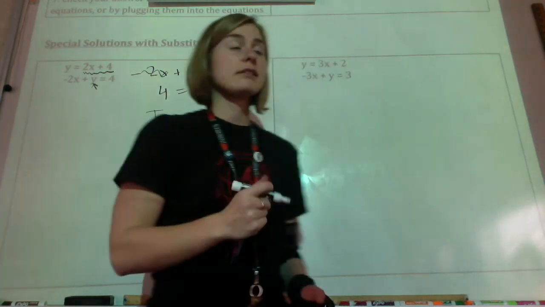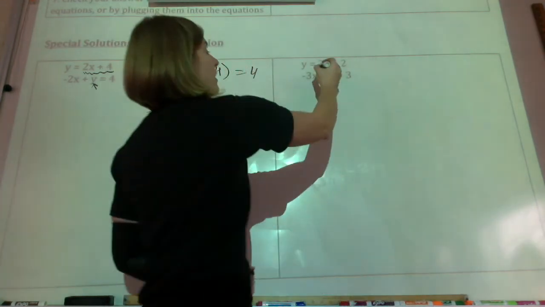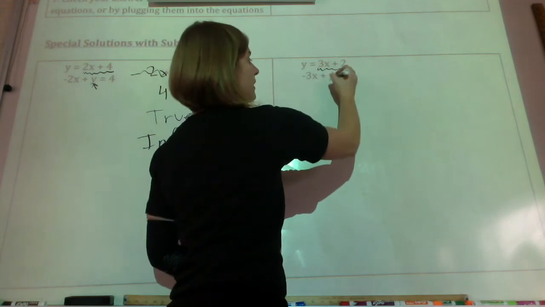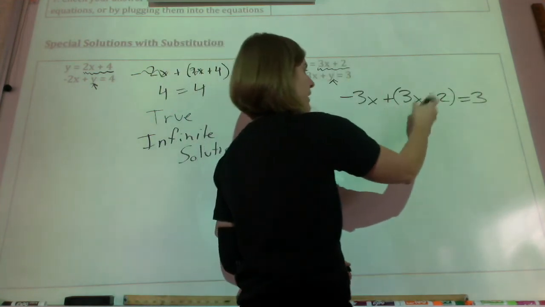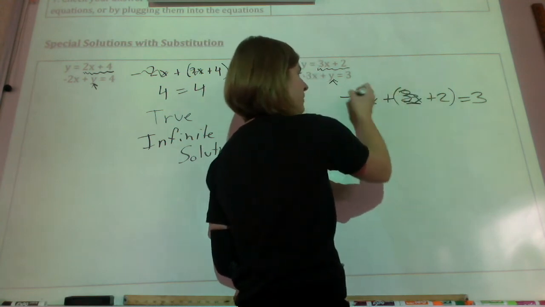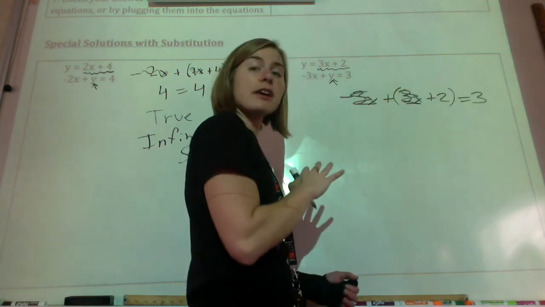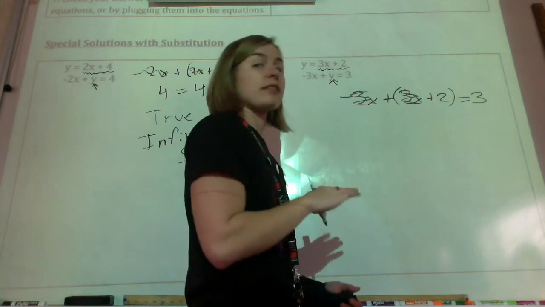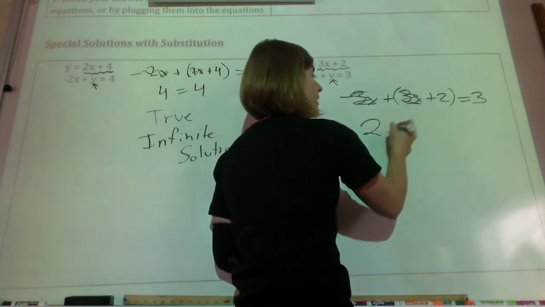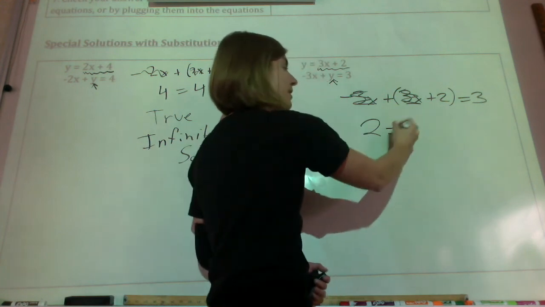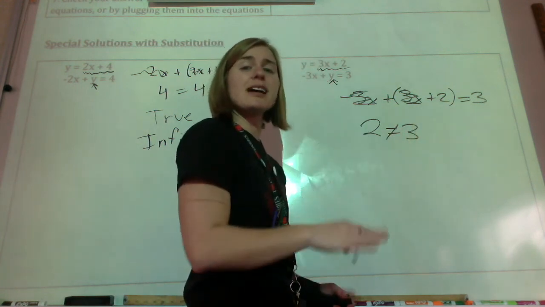So let's take a look at our next example. Take everything that equals y and plug it in. We have a negative 3x and a 3x, so those cancel out. So once again, my variables canceled out, so right away you would know that this is either going to be no solution or infinite solution. I'm left with 2 equals 3. That's not true. 2 does not equal 3.